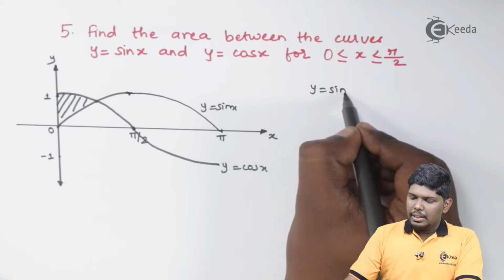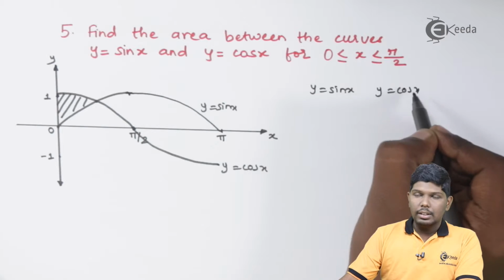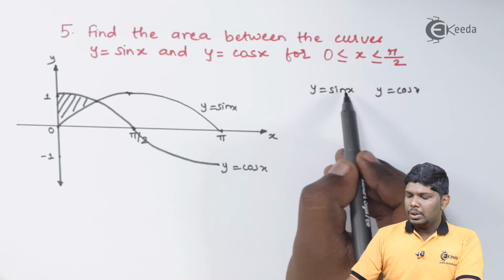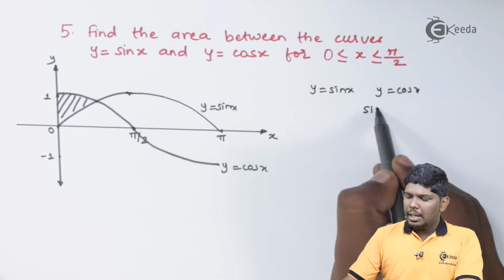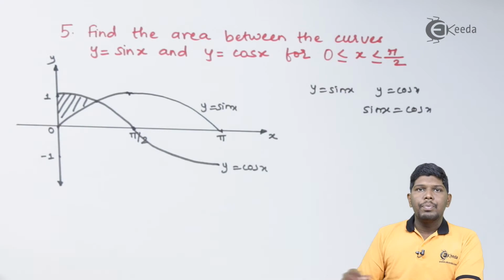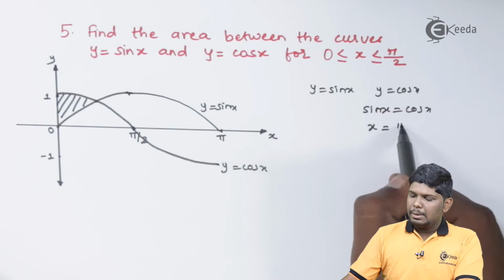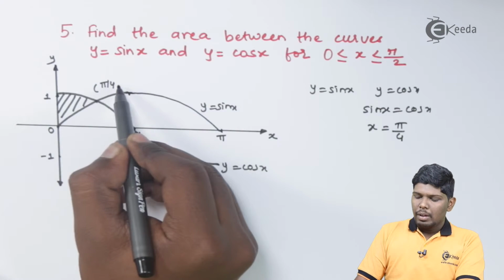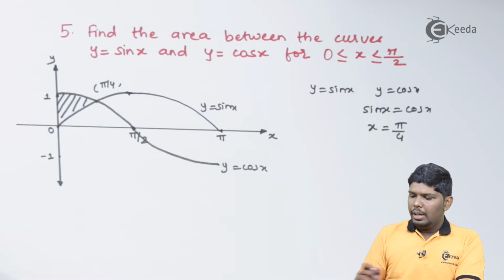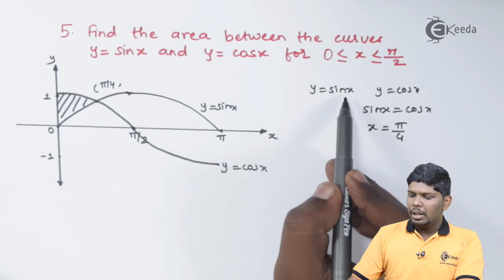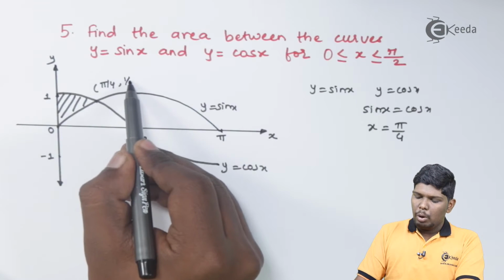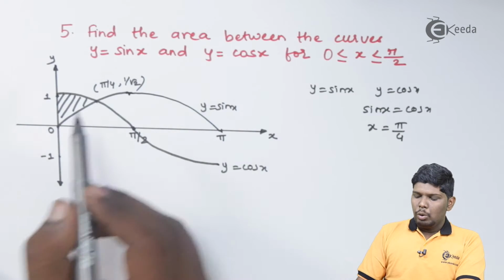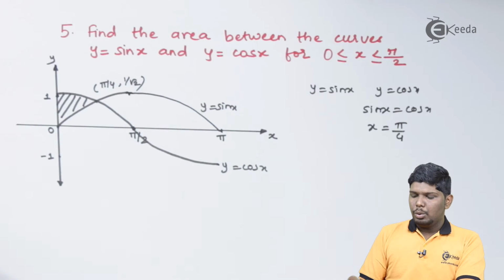So y is equal to sin x and y is equal to cos x. Let us put the value of y is equal to sin x here. So this will give you sin x is equal to cos x. We know that the value of sin x and cos x are equal in the given interval 0 to pi by 2 only when the value of x is pi by 4. So here the value of x becomes pi by 4. Comma, if you want to find the y coordinate, you can simply substitute x as pi by 4 here. So sin of pi by 4 will give you 1 upon root 2. So we know the point of intersection. Now the next step is to find this area.